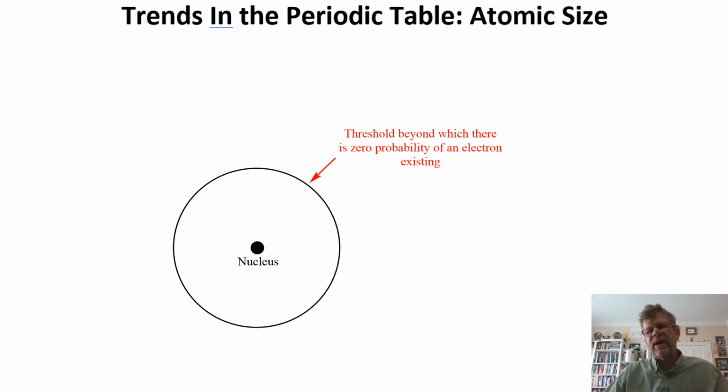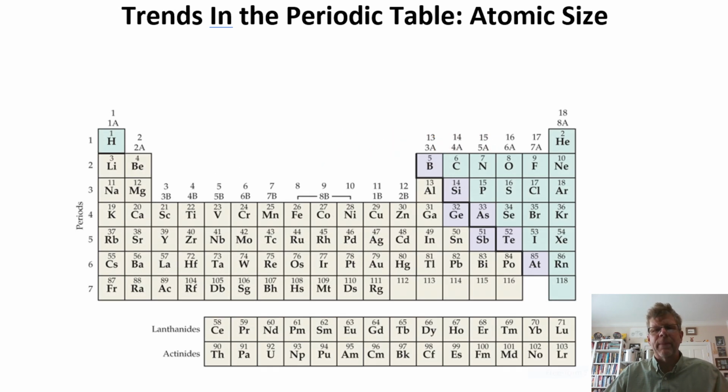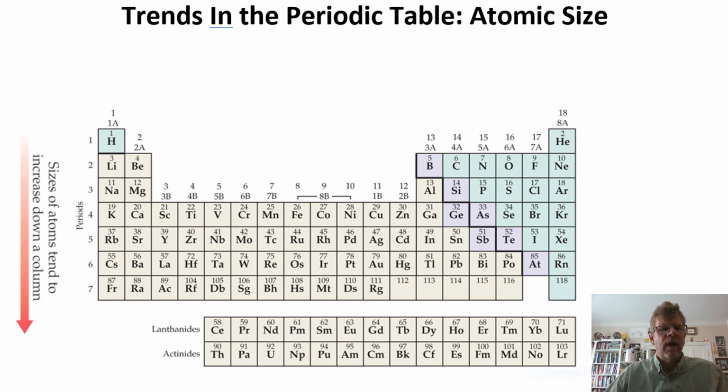So atomic size with respect to a trend in the periodic table, here is our periodic table right here, and as before in the other 2 we have trend arrows which show this. So again, the same as before, using these trend arrows. As we go down any column in the periodic table, the sizes of atoms tend to increase. They increase as we go down. So for instance, sodium would be a smaller atom than cesium.